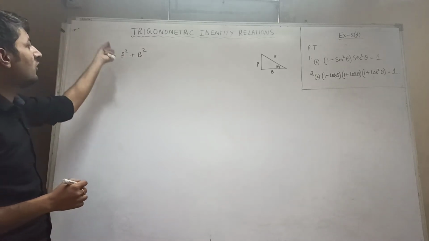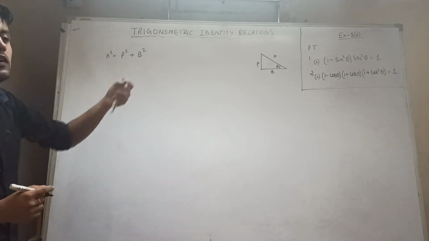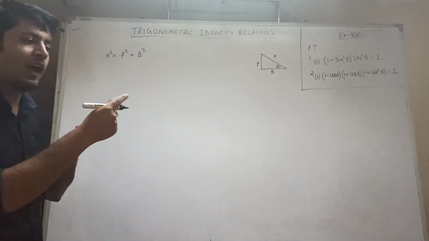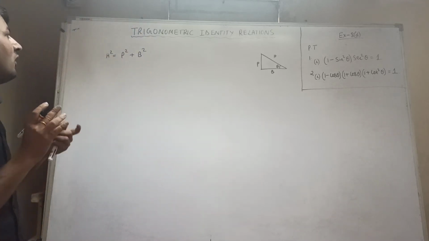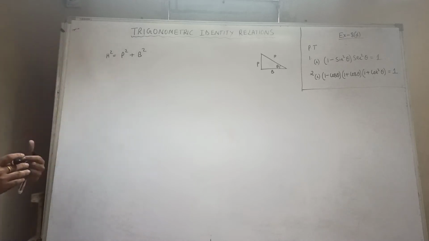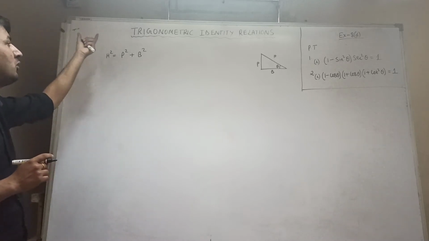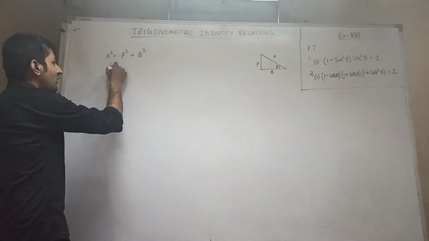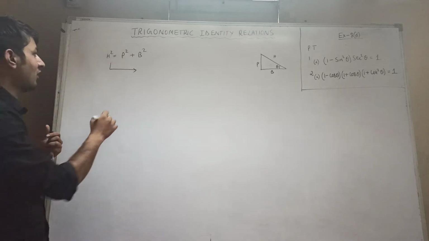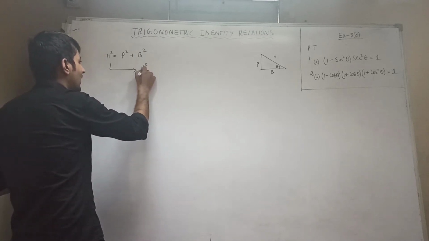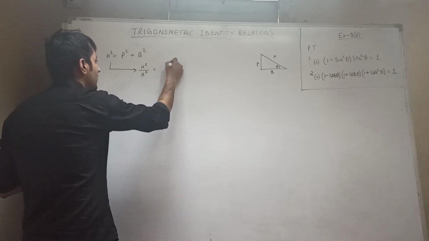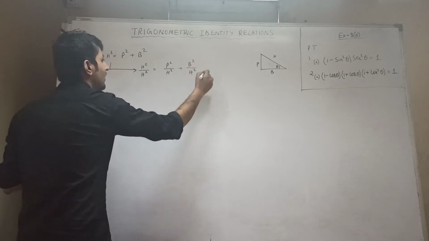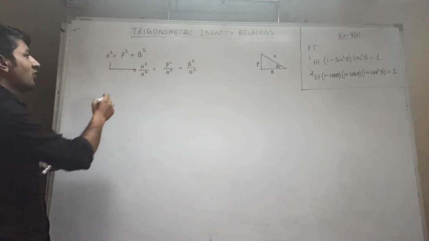Now, I will be using my trigonometric ratios here. Sin theta is p by h, cos theta is b by h. So I will be using all those ratios. In order to get those identity relations, first I will be dividing by h square. So h square by h square is equal to p square by h square plus b square by h square. So I am dividing by h square, and this and this will cancel.